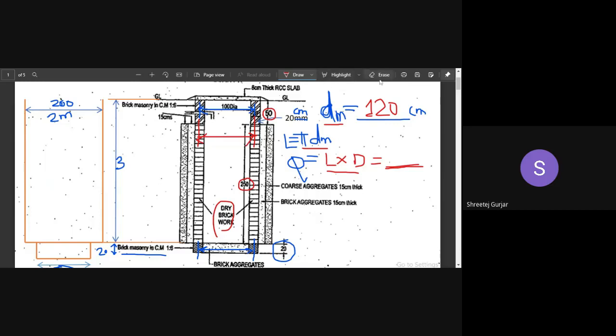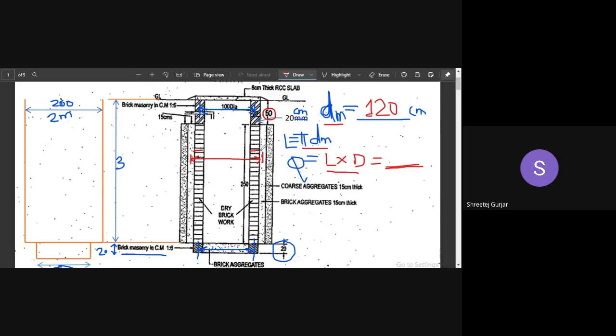Next, after dry brickwork is over, the next layer is the brick aggregate layer. The mean diameter will start from here and end up till here, so we need to calculate this diameter. What is this diameter now? The inner diameter is 100, plus this 20 plus this 20, that is 140.